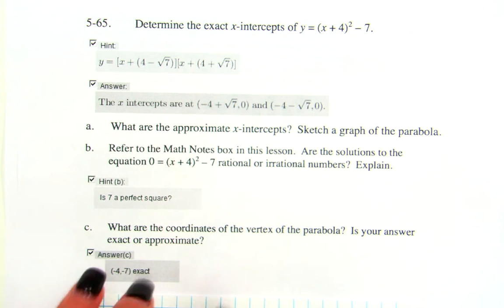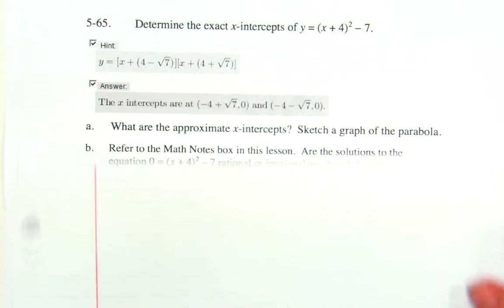So the first thing it asks is what are the approximate x-intercepts? I think what it really wanted was for you to determine the exact vertex of the parabola, because it wouldn't make sense to approximate and then get the exact, because you don't have exact x-intercepts. They're going to be an approximation for right now. So, I don't know. I'm going to have to email them about that one.